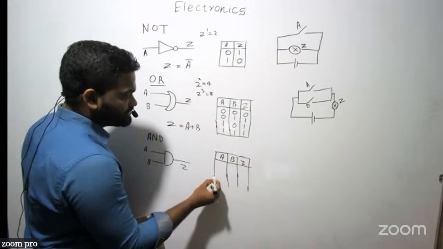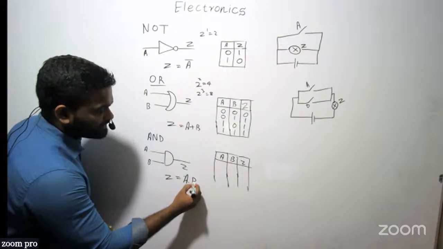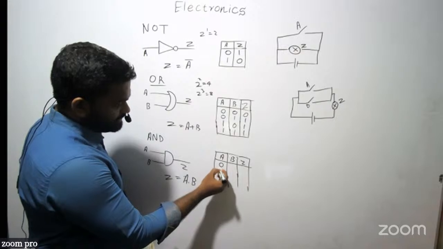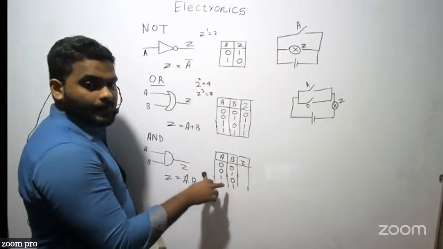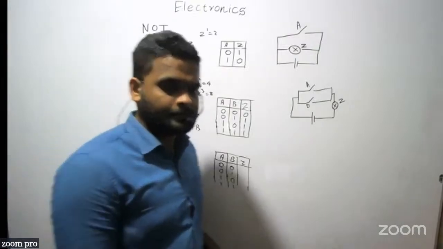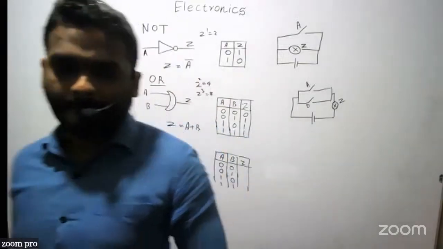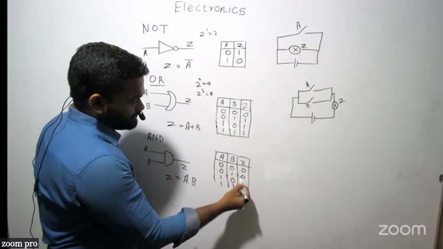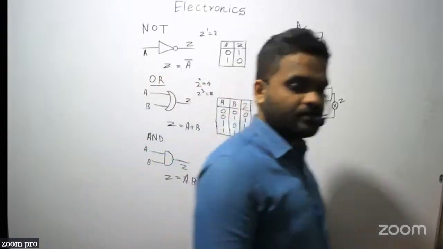So for this one, the Boolean expression is output is A dot B. So this is similar to multiplication, right? So let's fill input variations 0, 0, 1, 1, 0, 1, 0, 1. Follow this method when you are simplifying. So when you multiply, what do you get? 0, 0, 0, 1. 1, 1 means 1. Got it?